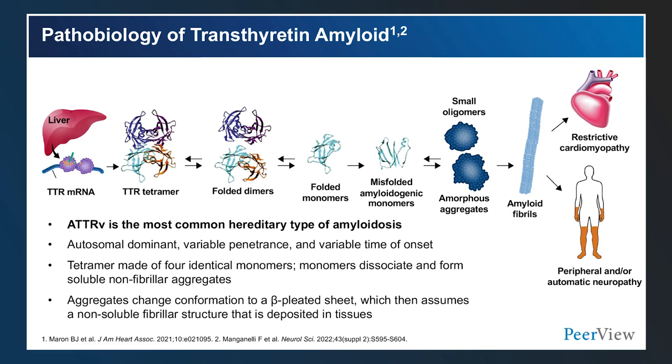So what is the first step that happens in this disease? The first step is misfolding of these monomers. And when that happens, it kind of starts a sequence of events which will eventually get to the beta-pleated sheet and the amyloid fibrils, which will stick to organs, infiltrating the heart, the nerve, the muscle, the GI tract, and the tenosynovium, for example, in carpal tunnel syndrome.